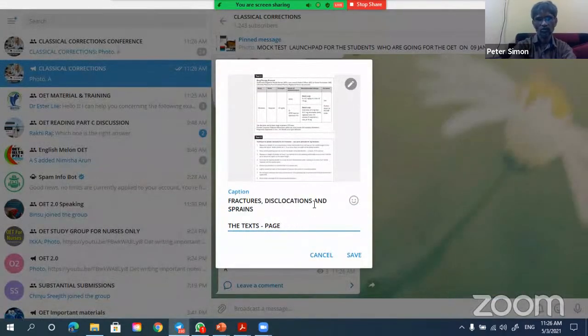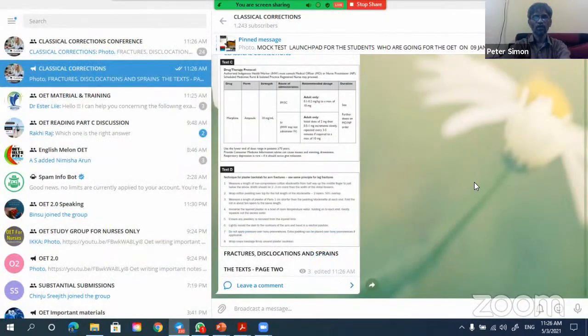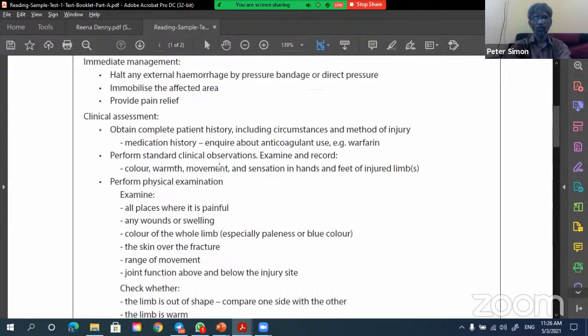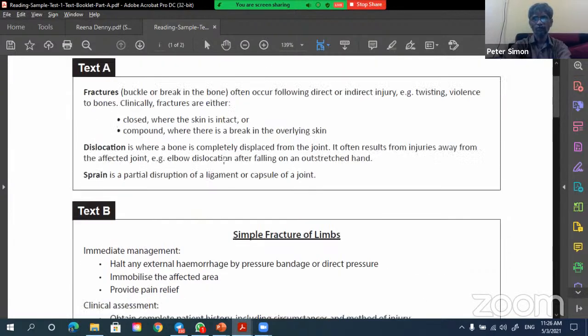So this is page 2. Now we have seen these two pages. So you can see, first one is text A.